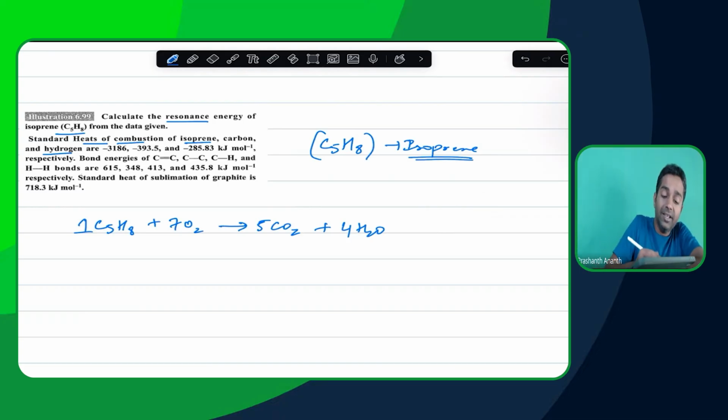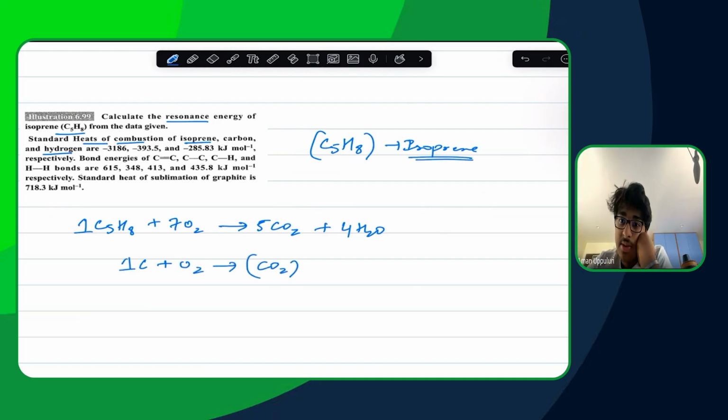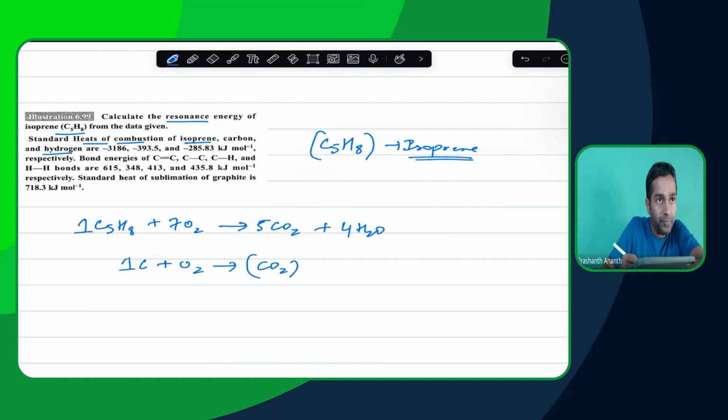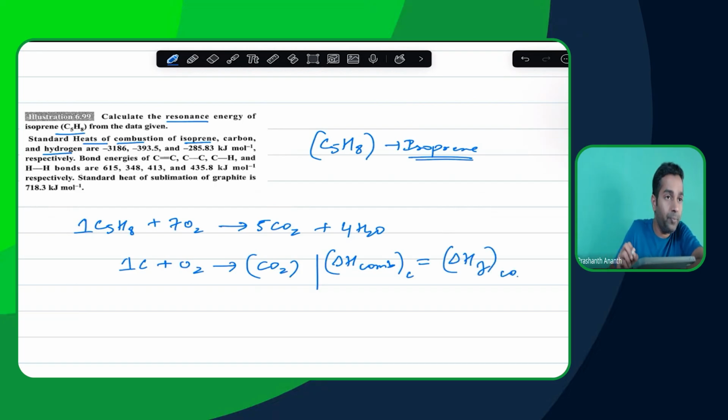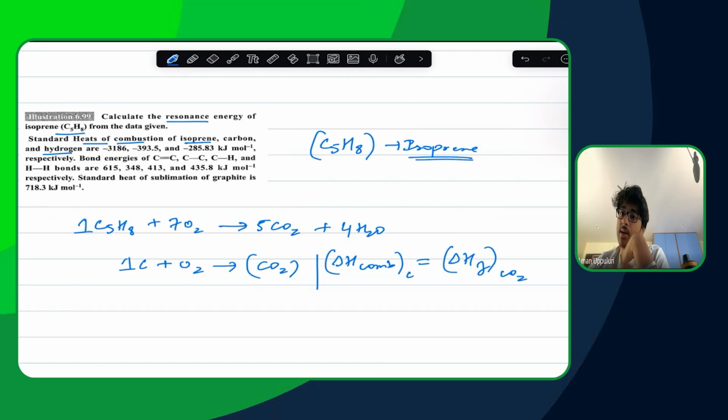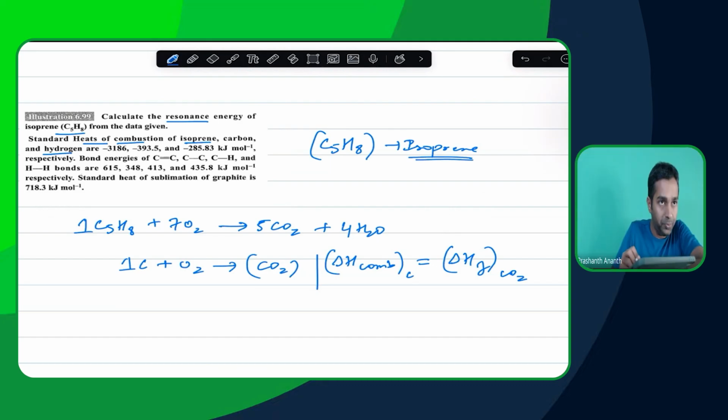Next up, they are giving standard heat of combustion of carbon. Carbon being burnt, 1 mole being burnt, is basically 1 mole of CO2, the formation of carbon dioxide. That is, we can write it as enthalpy of combustion of carbon is the same as enthalpy of formation of carbon dioxide. Yes or no? Yes.